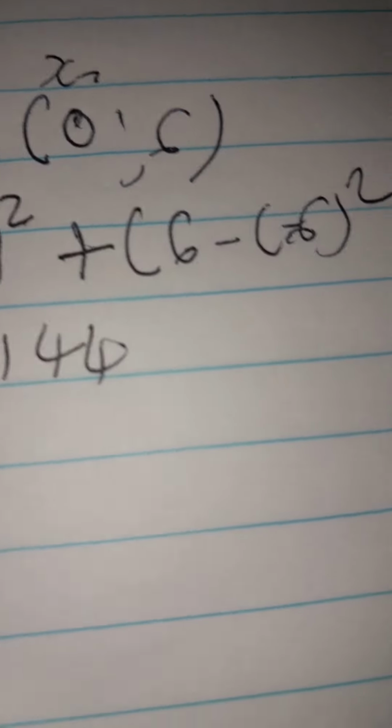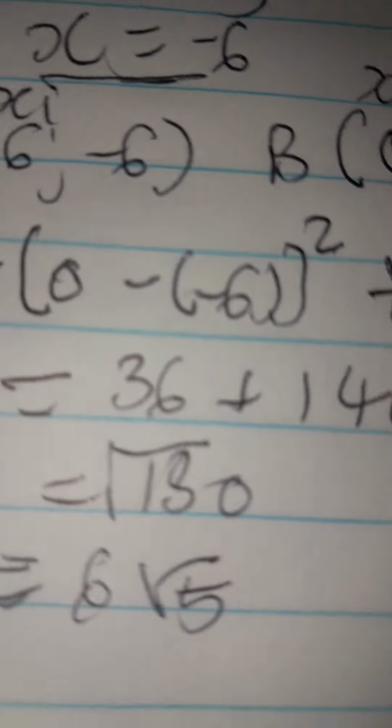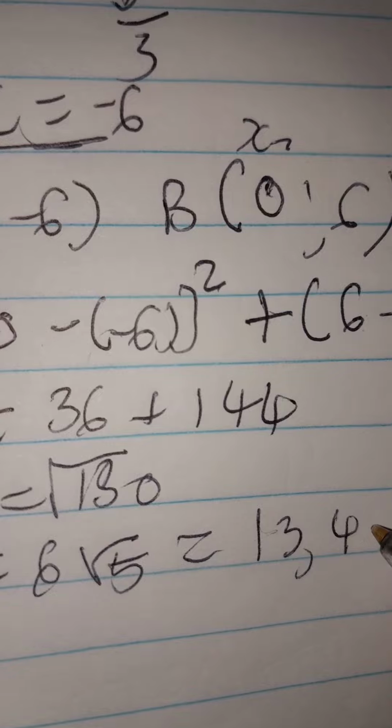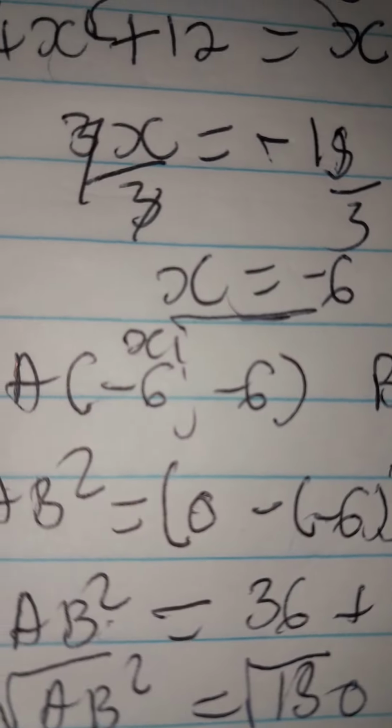So what is 6 root 5 in decimal places? Punch your calculator, that will be 13,42 units. So that's how you can work out the length of AB.